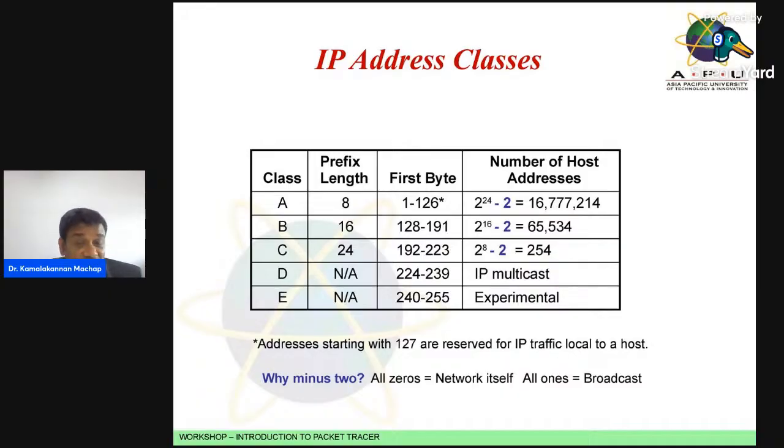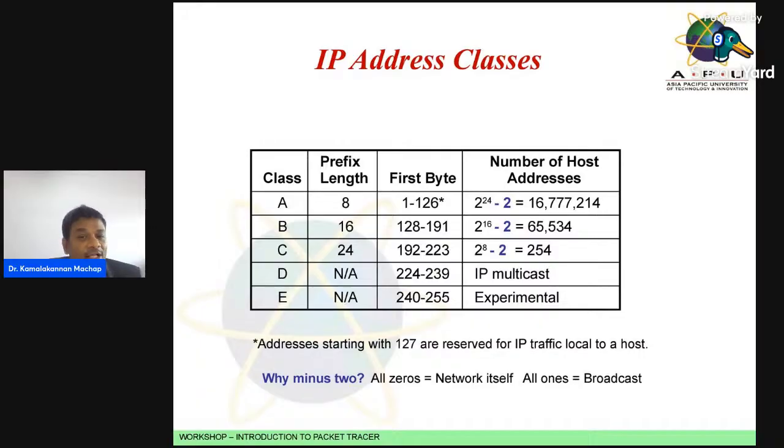Then the next is class B. The class B prefix length is 16. The total bit length of a version 4 IP address is 32 bits. From the 32 bits, you have to subtract the 16 bits. Then the remaining is 16. So 2 to the power of 16 minus 2, we get 65,000 plus IP addresses. And there is no doubt about the range for class B.